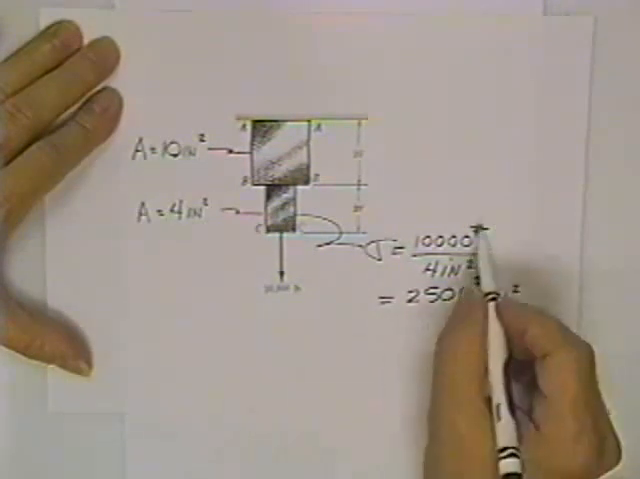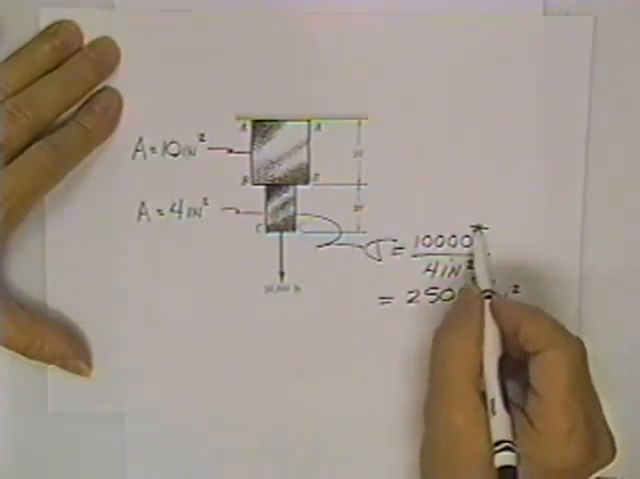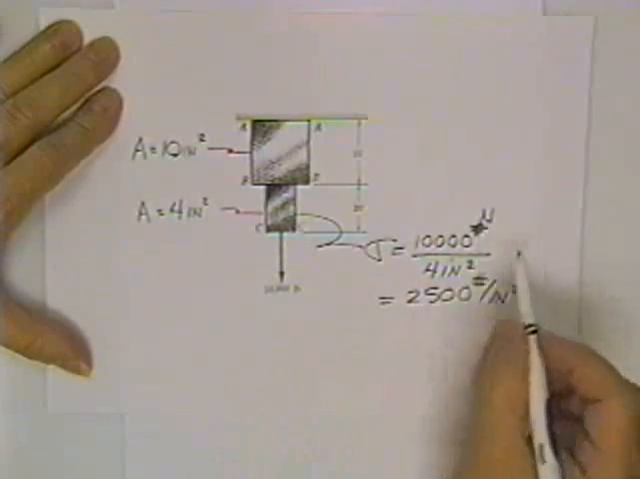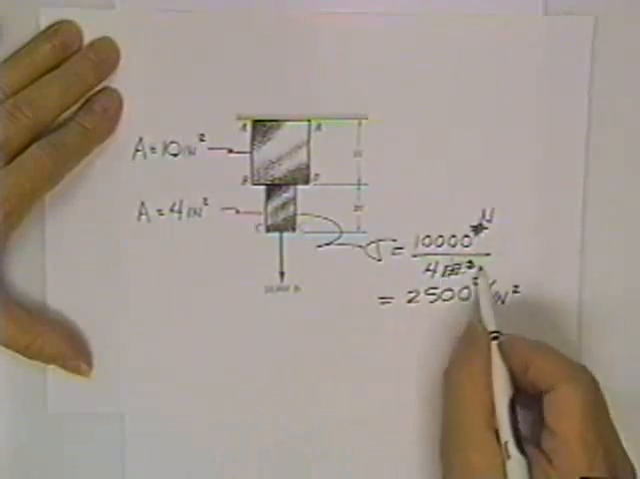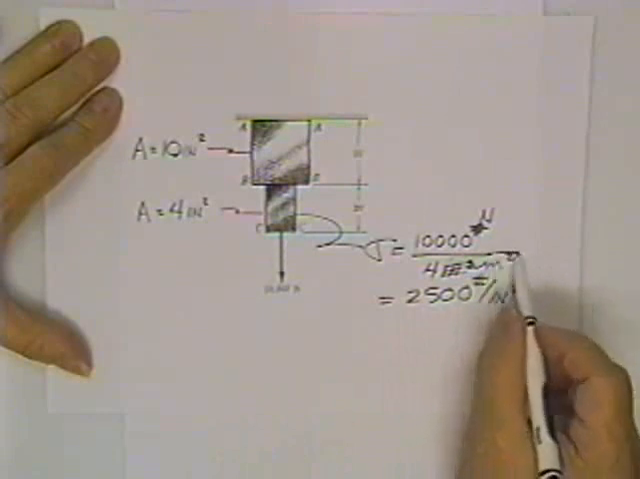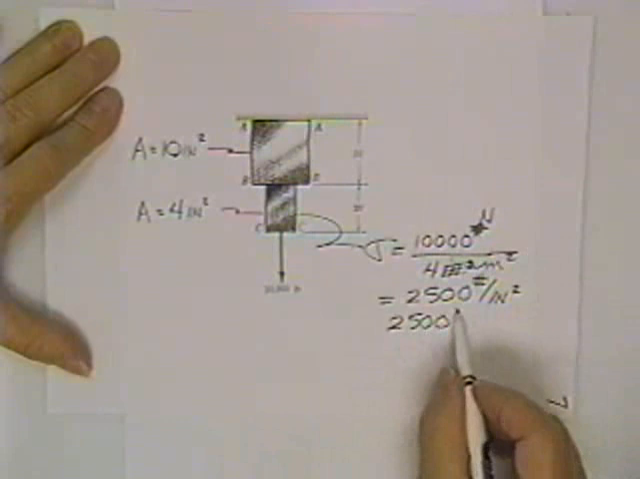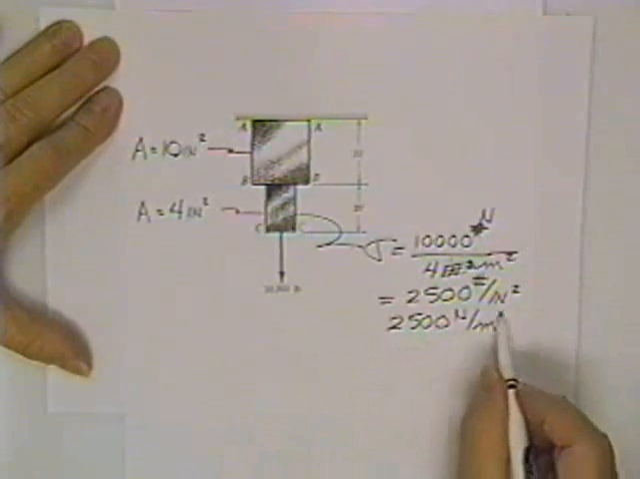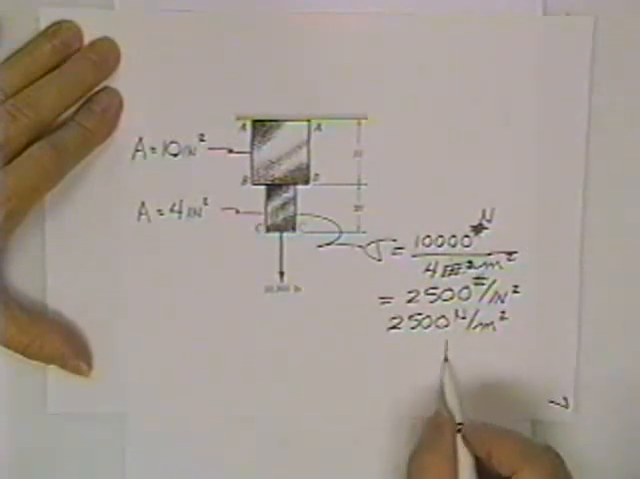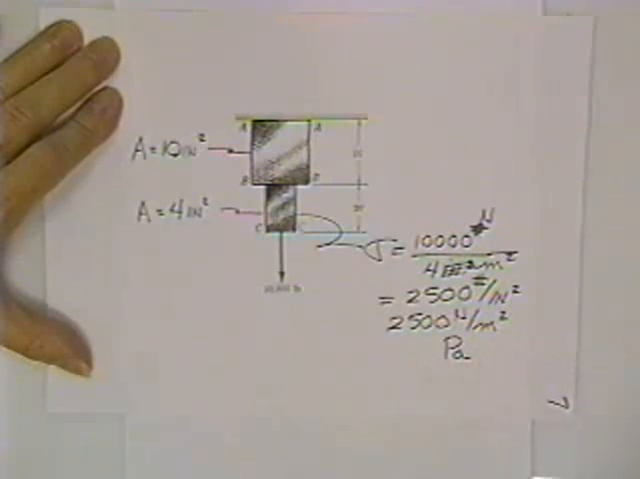If you were working in newtons, and perhaps you were working in meters, then your 2,500 would be newtons per square meter, and that's also known as a Pascal.